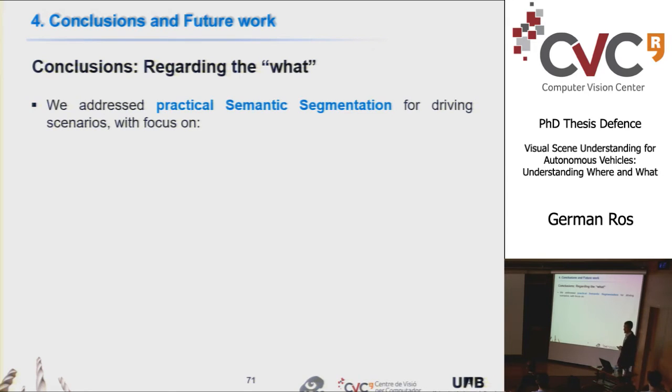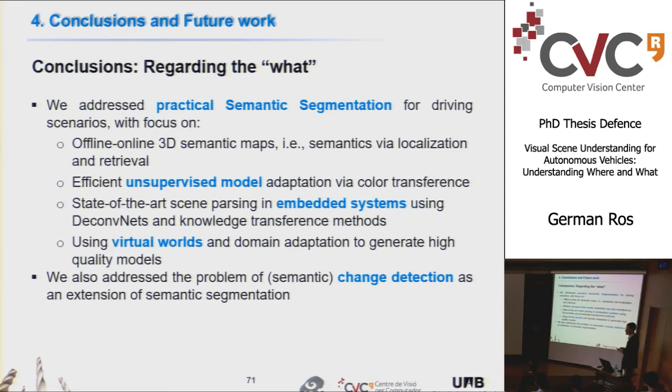Then regarding the what, the semantic segmentation part, we have addressed practical problems in semantic segmentation, as for instance, how to speed up everything using semantic 3D maps with a hybrid offline-online approach, how to efficiently adapt models to new domains using unsupervised domain adaptation methods. We have also covered how to train networks for embedded systems using knowledge transferring techniques. We also propose to use virtual worlds to palliate the problem of data scarcity and scarcity of annotations.